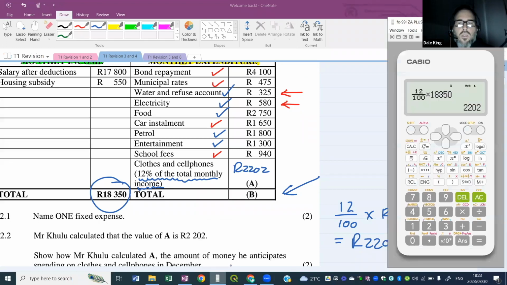I'm not sure why you're getting 2783. If you look at the calculator here, just check your big number, the 18,350. If you times that by 12%, you should still get 2202. Just check that you have the same thing on your calculator. Maybe either the percentage is different or that big value is different. Sakila says they used 17,800. So one of those values was a little bit different. We got two different values here.